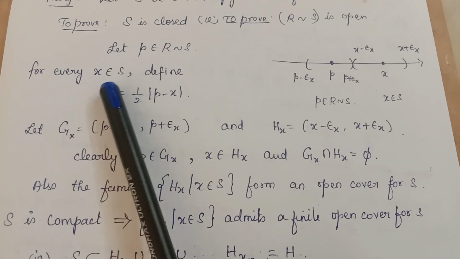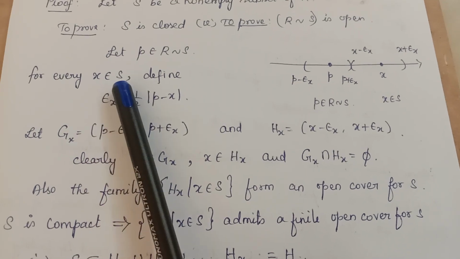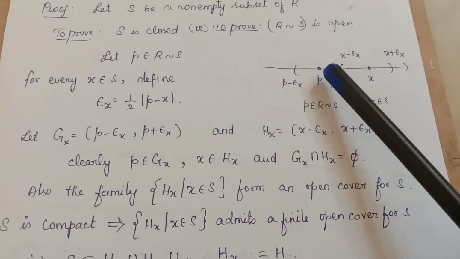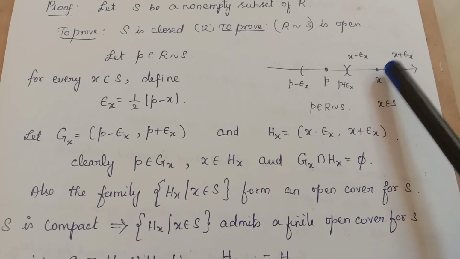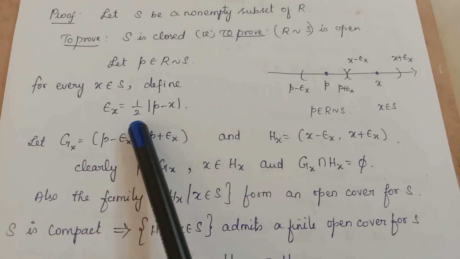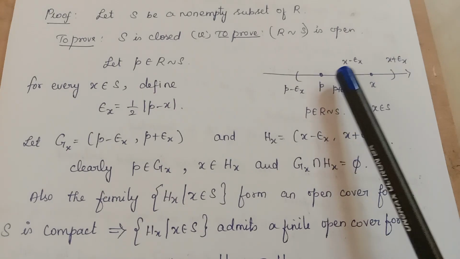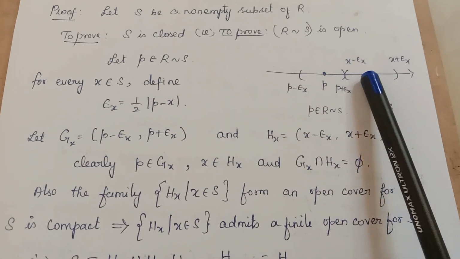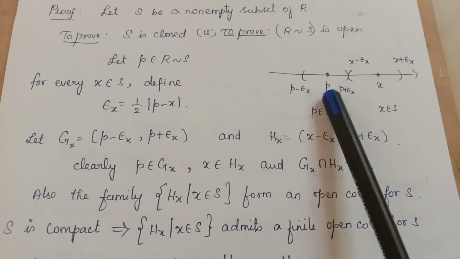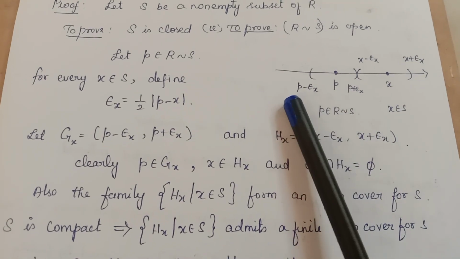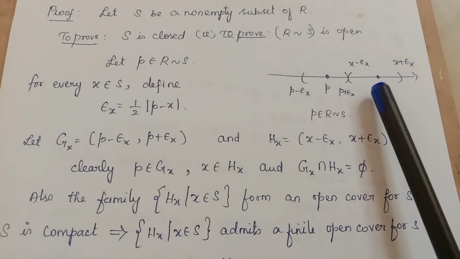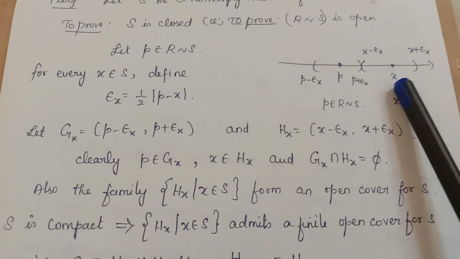Now, this P is a fixed number in R minus S. Now you choose an element of S, X belonging to S. Then define epsilon X equal to half modulus P minus X. This is my P, which is in R minus S, and this is my X in the set S. Epsilon X is nothing but half the distance between P and X. You take half of the distance as epsilon X. Then with this epsilon I can find a neighborhood for P and a neighborhood for X. So P minus epsilon X to P plus epsilon X is a neighborhood for P, and I am taking it as Gx, and X minus epsilon X to X plus epsilon X is a neighborhood for X.